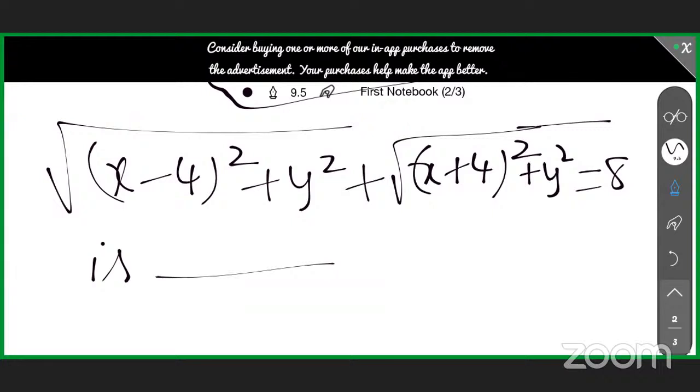So first find the points A and B, then find the distance of AB, then see whether the distance of AB is equal to K or greater than K or less than K.